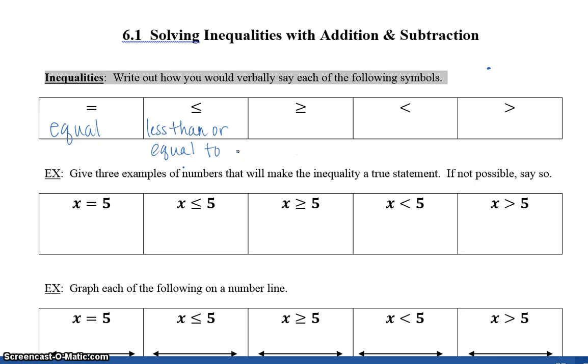Now, how do you know that? Because the less than, or the smaller end of the mouth, comes first. The line under there also means the equal to. So if this one's less than or equal to, if we flip that so that the big end comes first, the big part of the mouth, this is going to be greater than or equal to.